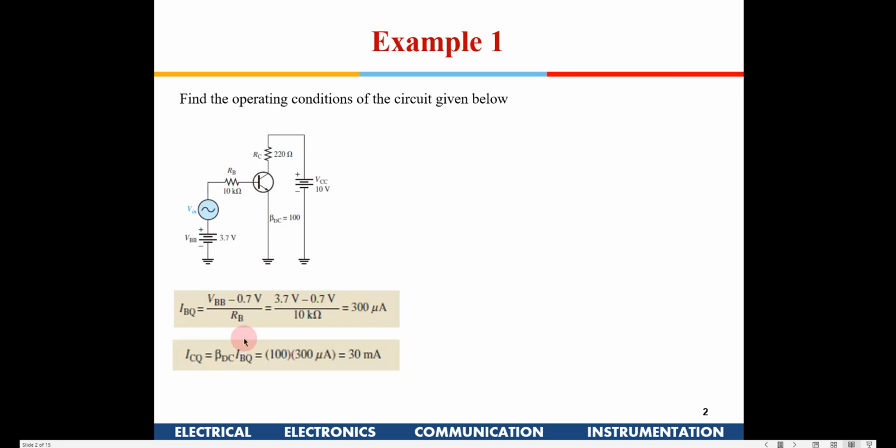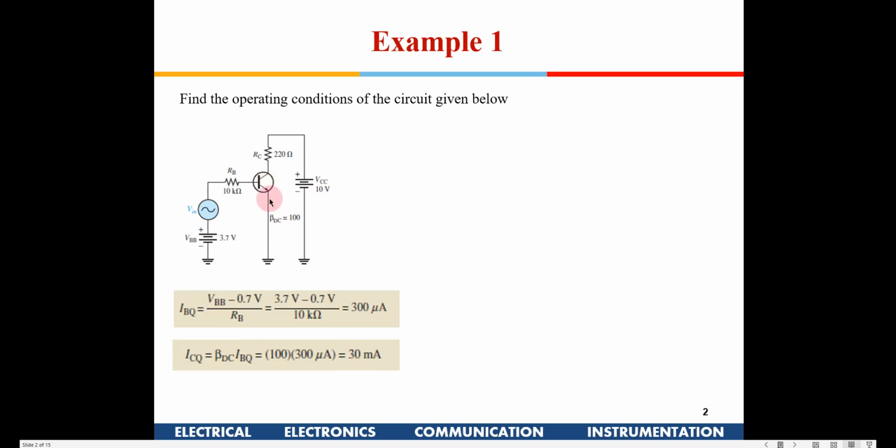That is the base current, which is going to flow into the base of this transistor. To find the collector current, you need to multiply it with beta DC, and in the figure it is given that beta DC is 100. So from 300 microamperes, if you multiply by 100, you get 30 milliampere. So that is the current.